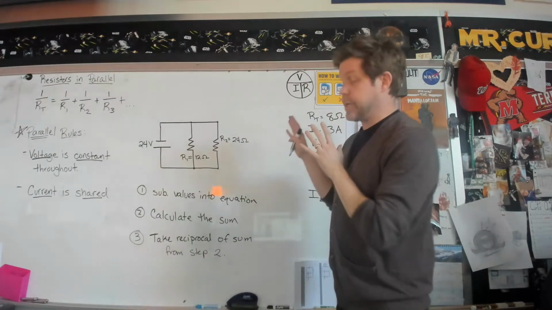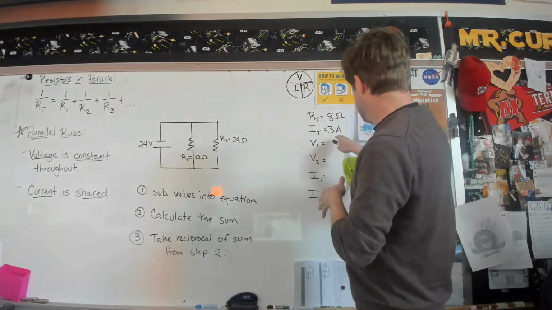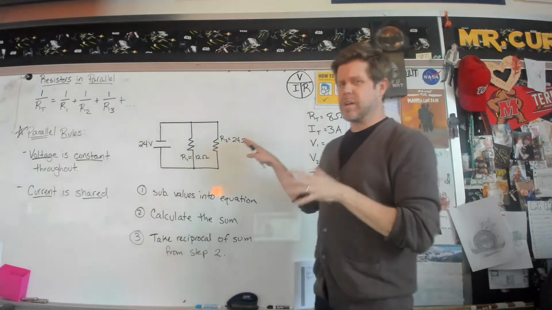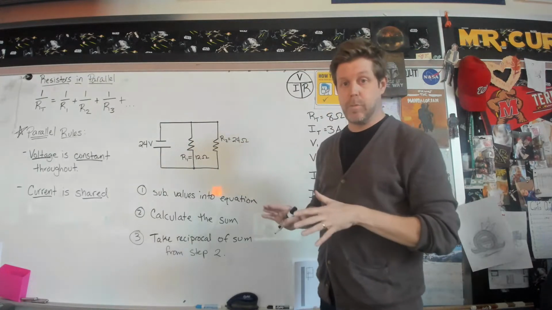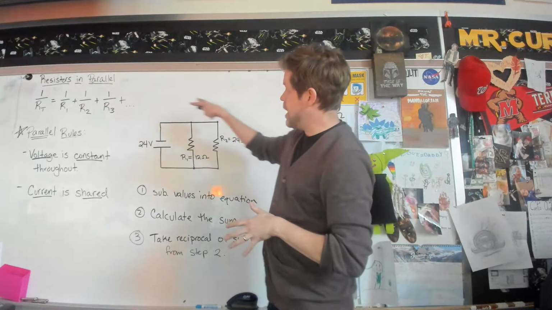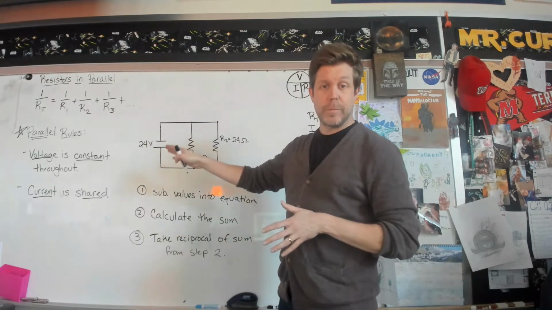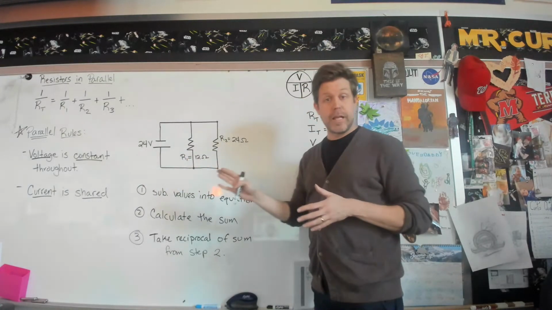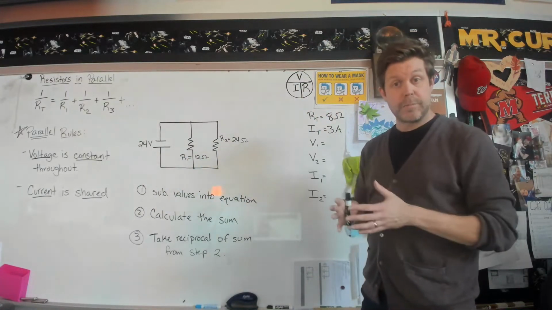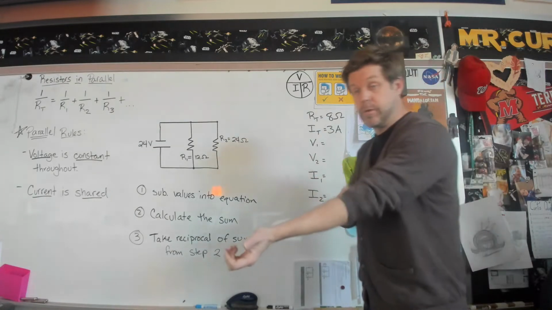Now, again, I want to bring your attention back to the rule changes we're dealing with now. I have 3 amps. When we were talking about series, that meant it would be 3 amps everywhere. That's not the case anymore. We have 3 amps in this circuit, but it's got to be shared amongst 2 different branches. So these should end up being less than 3 amps each, but when we add them together, they'll equal this 3 amps. So let's have a look and see what happens.